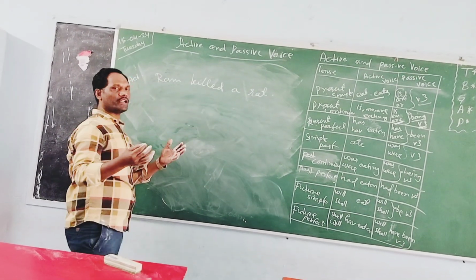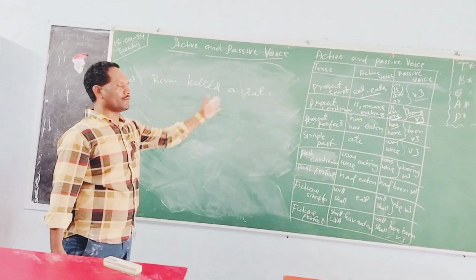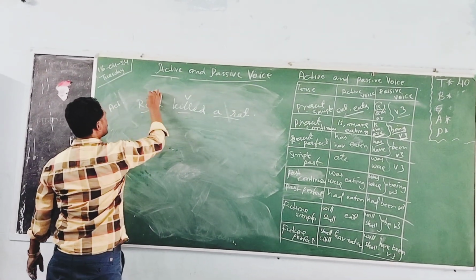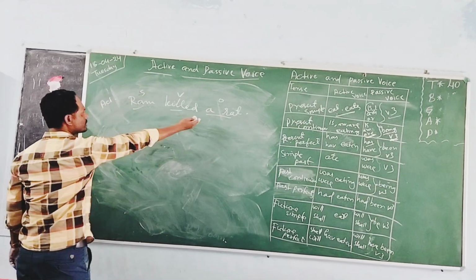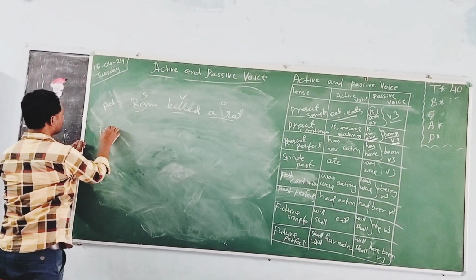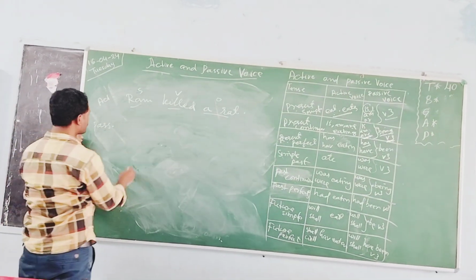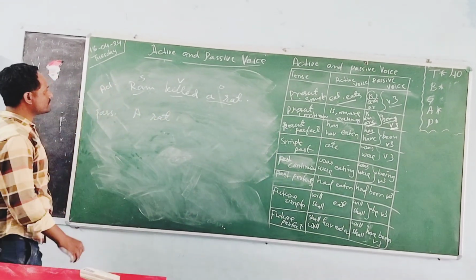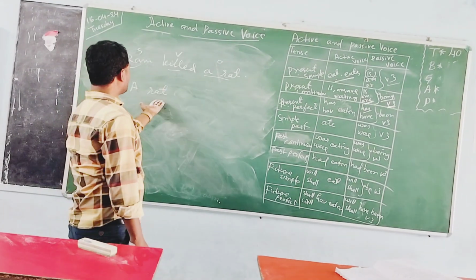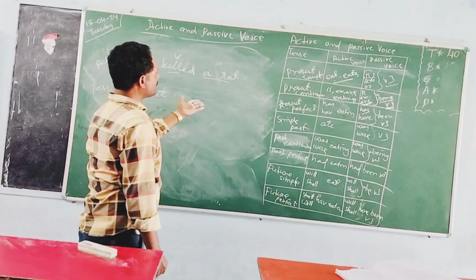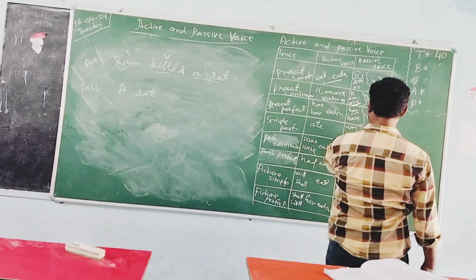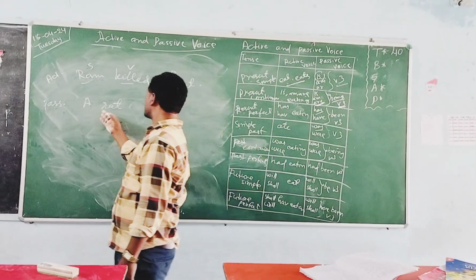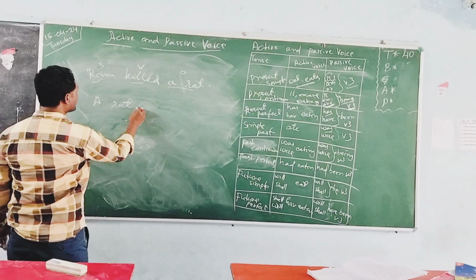Generally we have the rule that the object will come to the subject place. That we know already. So take this object to the subject place in passive form. What's that? A rat. What's the past simple helping verb now? The helping verb is was. The subject is singular, so we have to take a singular helping verb. Rat was.